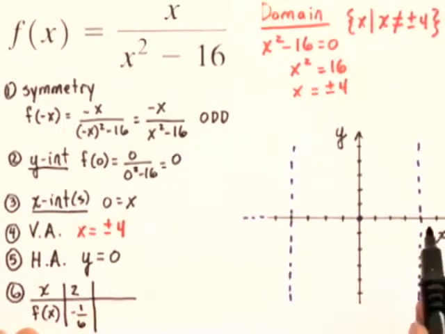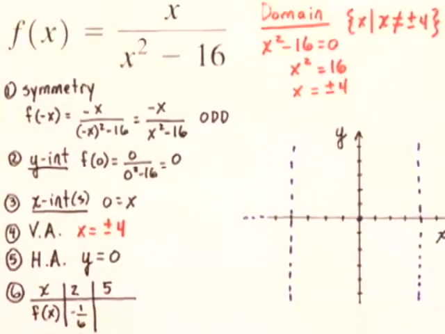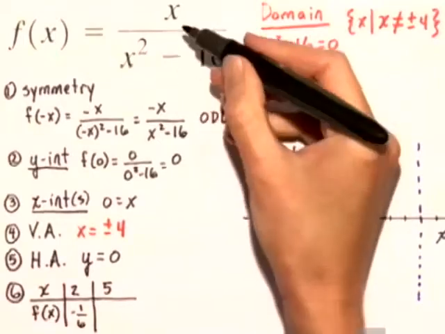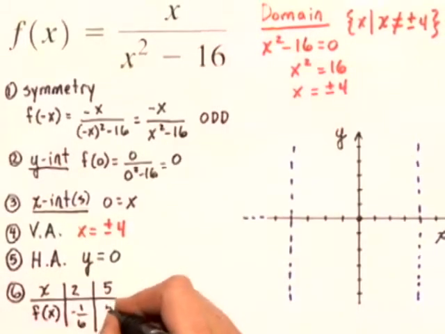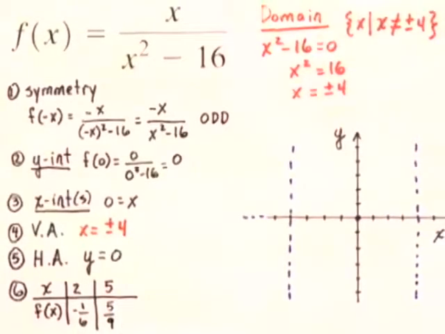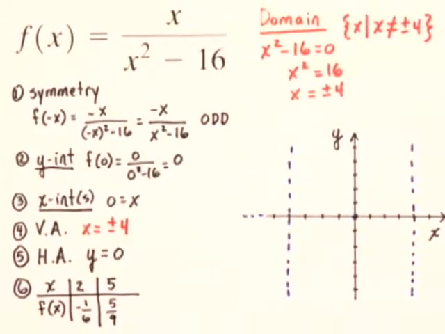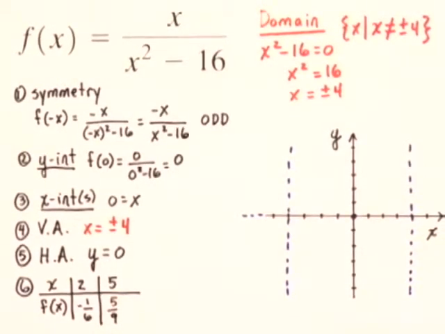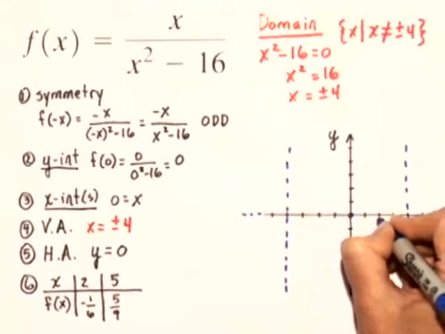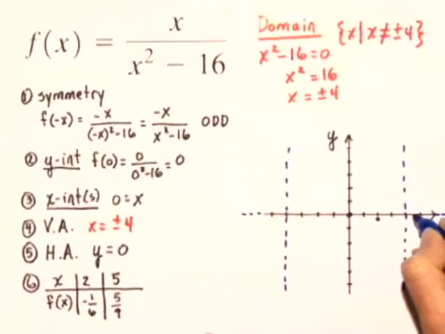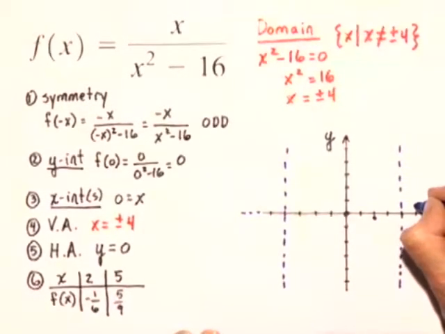Let's choose one more value to the right of 4. Let's let x equal, say, 5. If we let x equal 5, I'll have 5 over 25 minus 16, which just gives me 5/9. Now, let's plot these 2 points, and then we'll use symmetry to plot 2 more points. So we have the point 2, comma, negative 1/6. And we also have the point 5, comma, 5/9. Right about here.